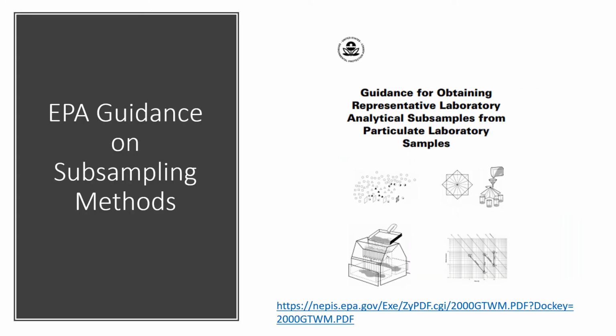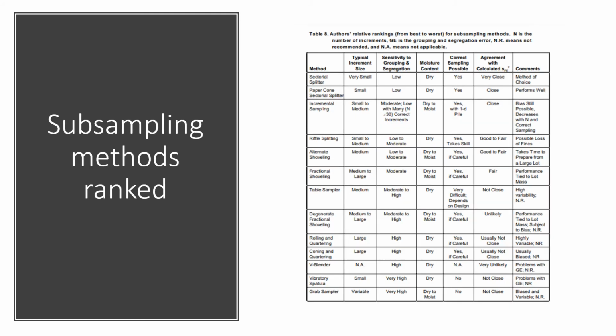EPA has published a document called Guidance for Obtaining Representative Laboratory Analytical Subsamples from Particulate Laboratory Samples, and the link is provided for you here. The subsampling guidance document ranks the subsampling methods from best, which is a sectorial splitter, to the worst, a simple grab sample collected from your original sample. This table can be used to evaluate subsampling possibilities in the field if needed. Many of these subsampling methods can be easily implemented in the field, others are more difficult, but a variety of potential methods is presented here.